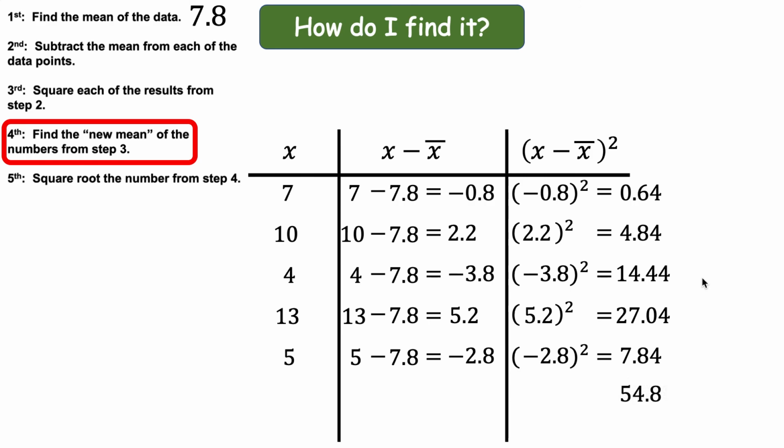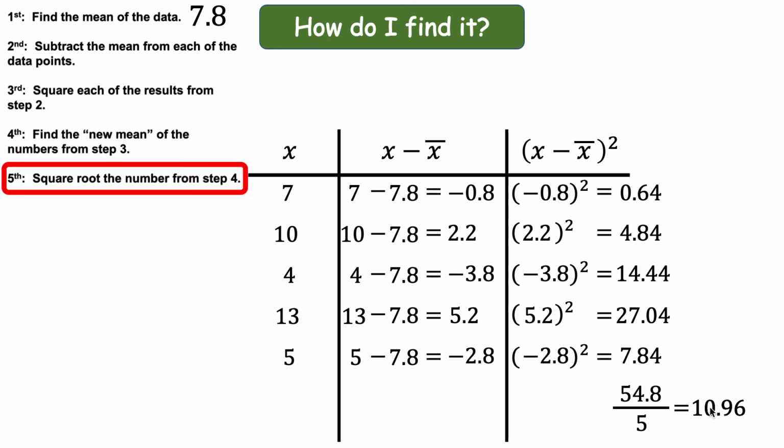I get 54.8. Divide by 5 because I'm finding the mean, so I got to divide by how many pieces of data there are. I get 10.96. Again, that's the variance. Now, when I take the square root of this variance, of this 10.96, that will give me my standard deviation, which is about 3.31. And then that's it, okay? So those will be the last couple problems you'll have on your worksheet, is just finding your standard deviation with some data sets.